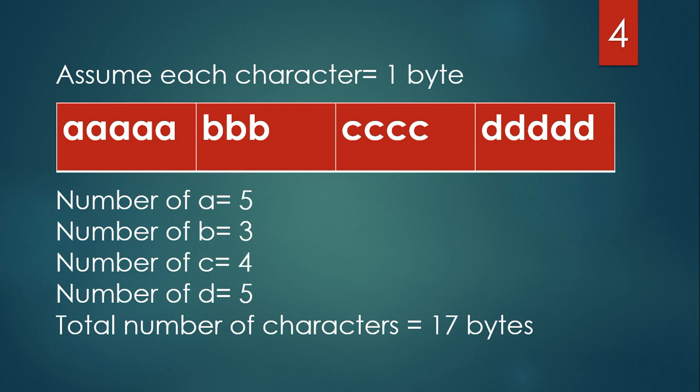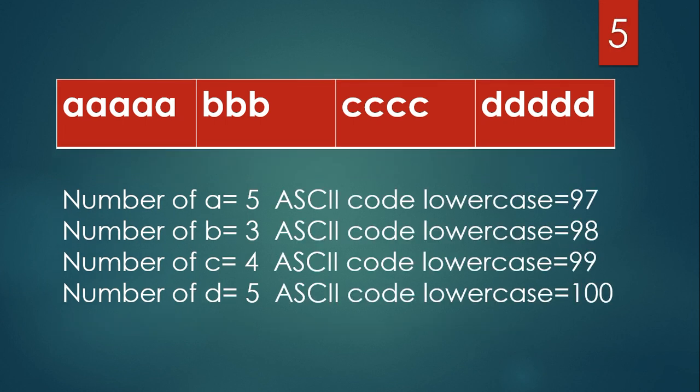Now we have to apply run length encoding and see how it affects this. But before applying it, we must understand another terminology, which is the ASCII code. The number of A is 5 and the ASCII code for lowercase a is 97, for lowercase b it is 98, for lowercase c it is 99, and 100 is for D. So we count the number of characters, and after that we get the ASCII code of it.